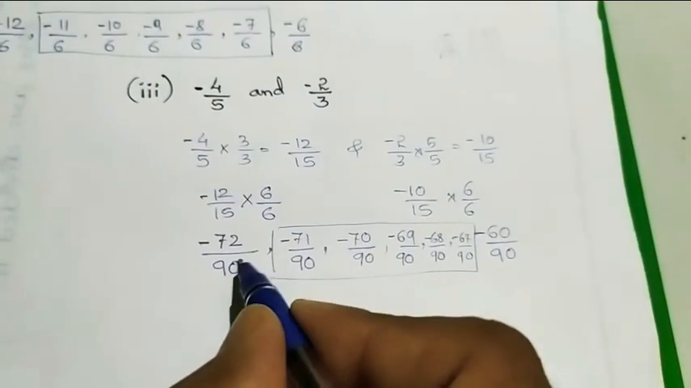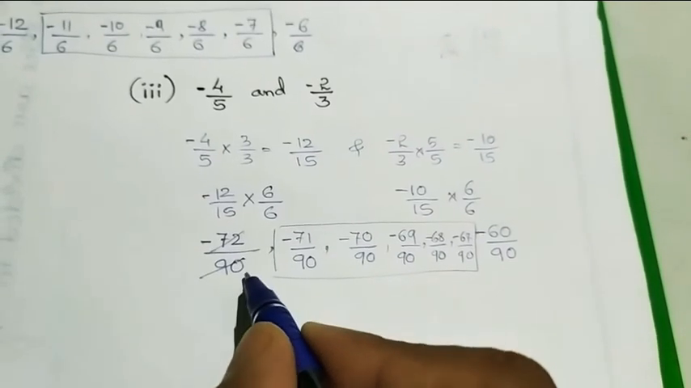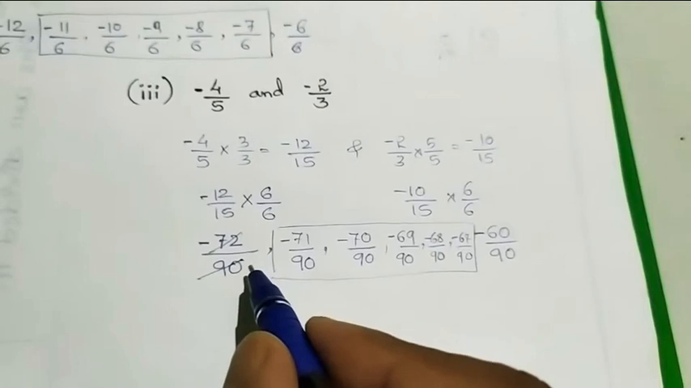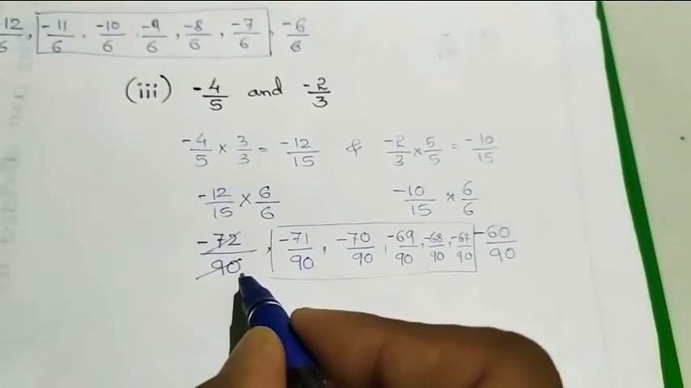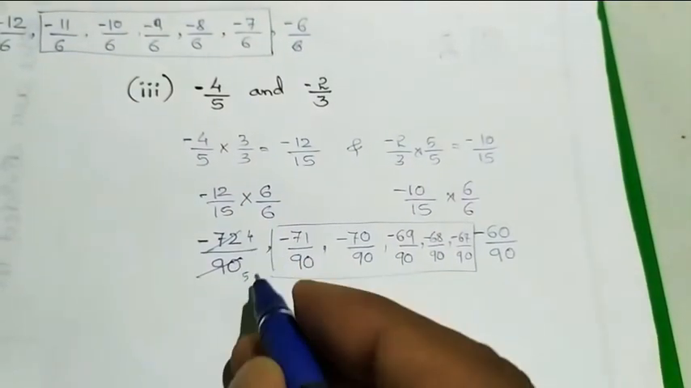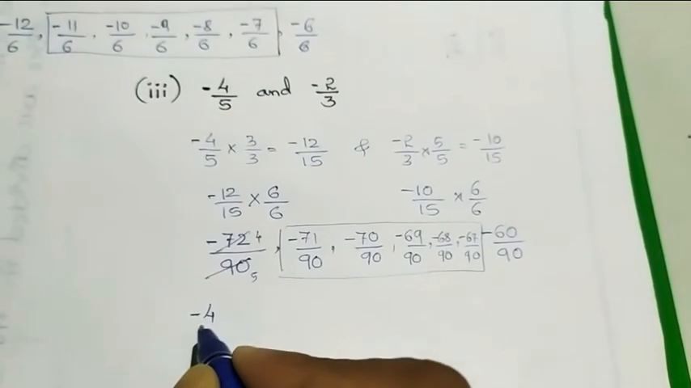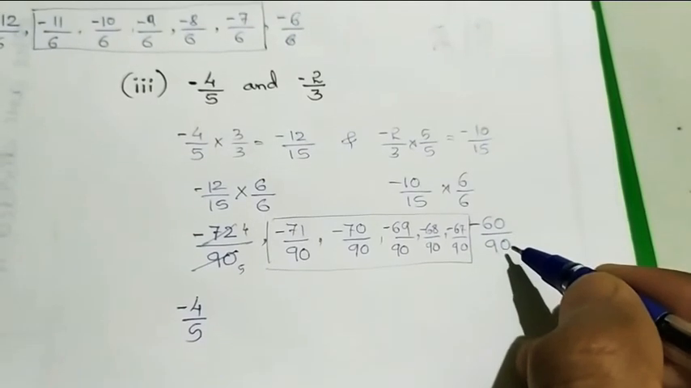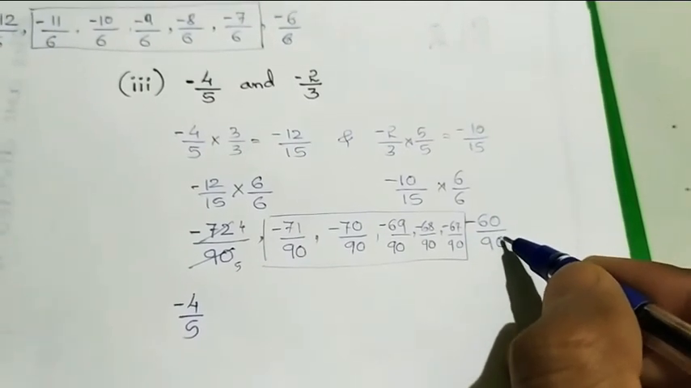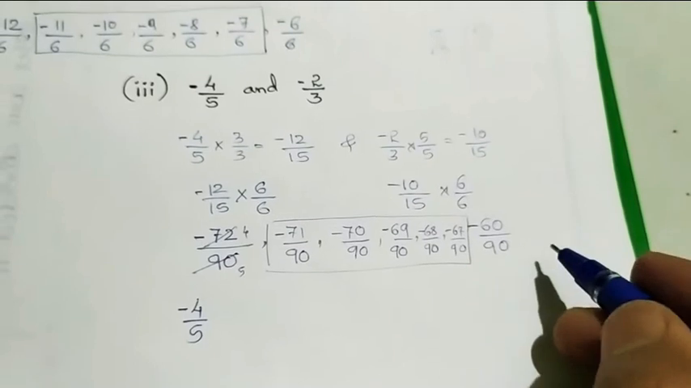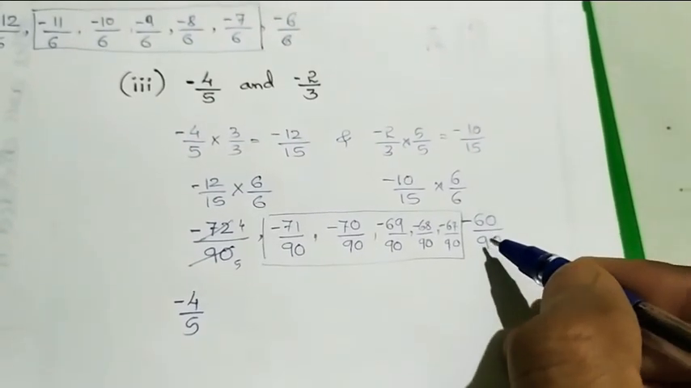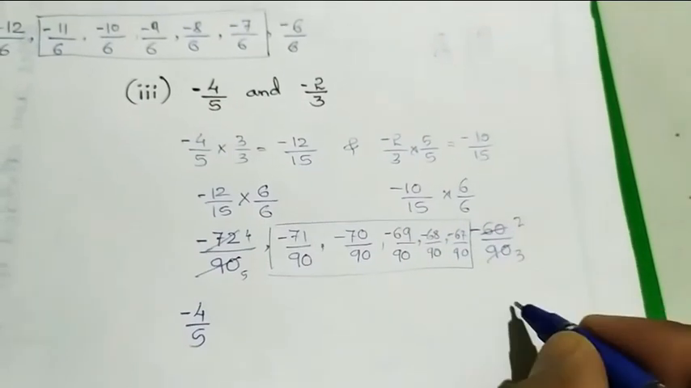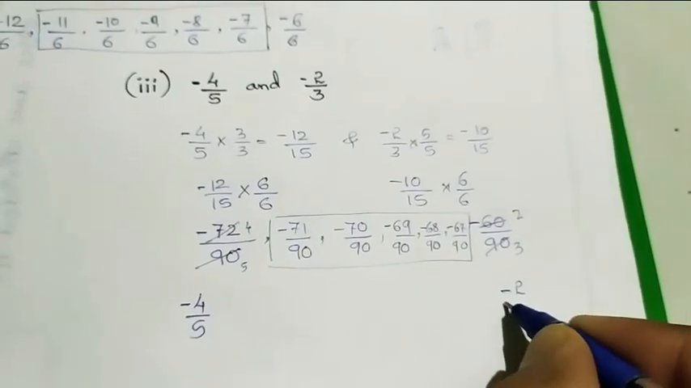So if you cancel them, by which multiplication can you do this one? So it will be 18 5s are 90, 18 4s are 72. So here we will get minus 4 by 5. Here, divide by the same number, that is how much you have to multiply? 3 means 30. 30 3s are 90, 30 2s are 60. So it will be minus 2 by 3.